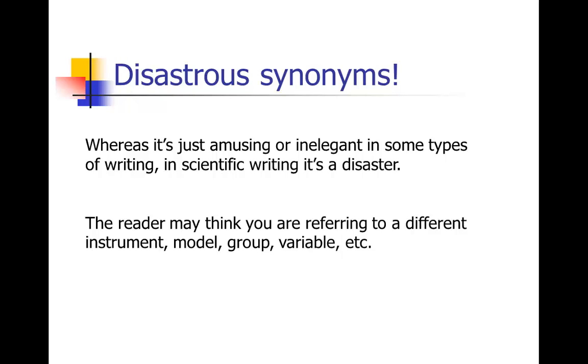So again, if you start switching around the names of your groups and variables just to avoid repetition, your reader is actually going to think that you're referring to different groups, variables, models, or instruments. It's really disastrous. I've reviewed many, many papers where this has been a major problem, because I thought the authors were talking about two different groups or two different variables, and I didn't realize that they were actually referring to the same thing.